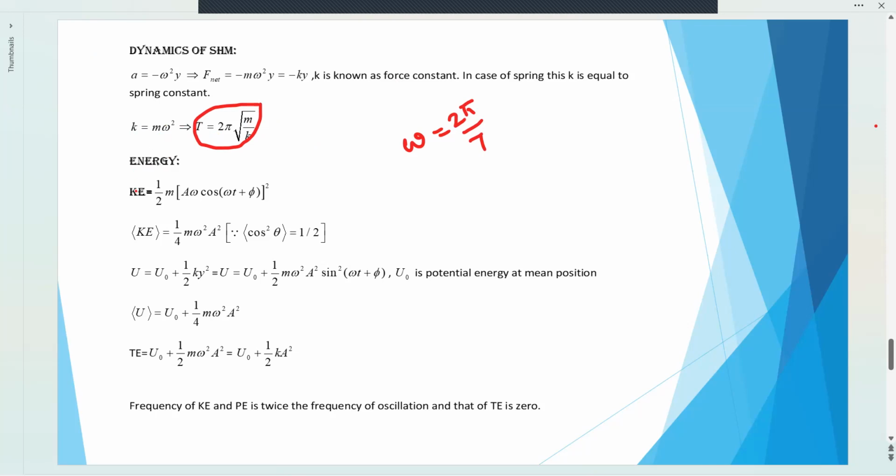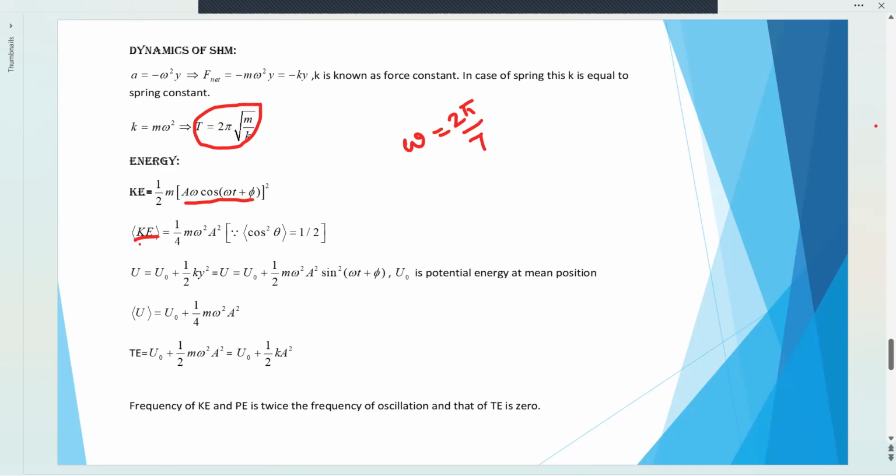So coming to kinetic energy, that is equal to half m v square. So earlier we have seen what v is, right? So v equals a omega cos(omega t plus phi). We can see here half m v square. It is v square, right? And we can see kinetic energy keeps on changing with time. So we are taking the average value here. This is now average kinetic energy. So this symbol stands for average value.